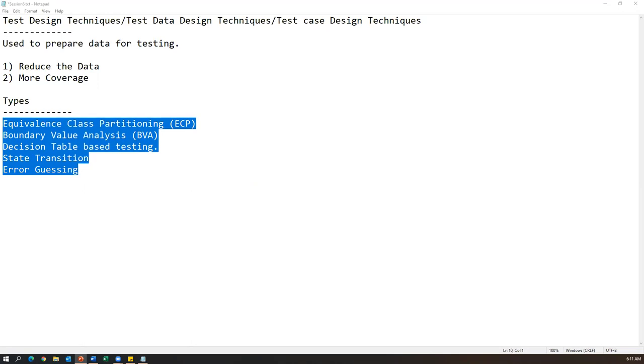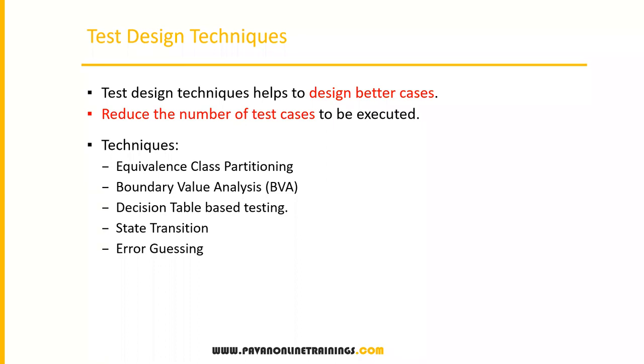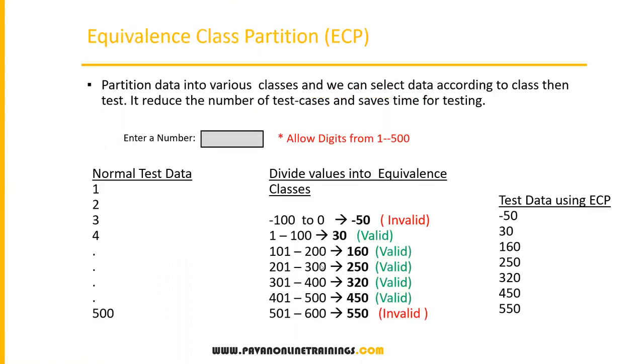So let me share a small presentation. Okay. So now, these are the techniques we have: equivalence class partitioning, boundary value analysis, decision table testing, state transition, and error guessing. So first let us start with equivalence class partitioning.